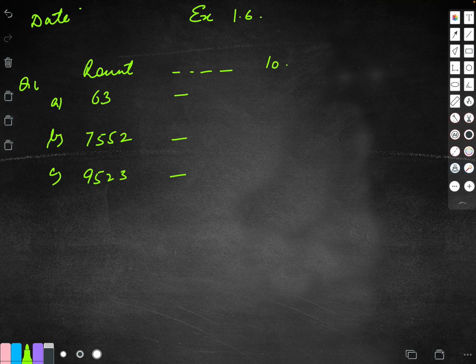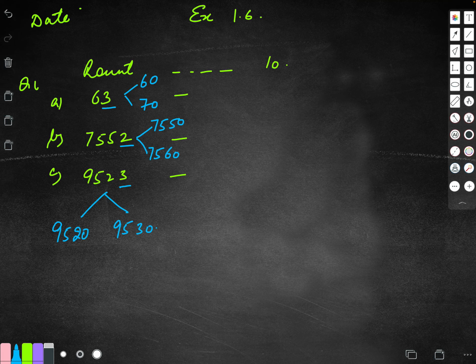After I round it to the nearest 10, I look at the ones place. So in your mind, don't write, in your mind this will be rounded to either 60 or 70. This will be rounded to 7550 or 7560. This will be rounded to 9520 or 9530. I have to round at the tens place. So 60, 70, 50 or 60, 20 or 30. Now I have to decide. This was just for your thinking, just to tell you what you have to think, right?